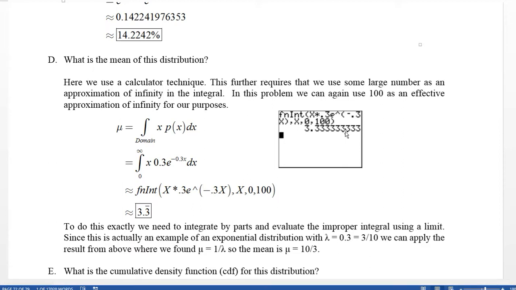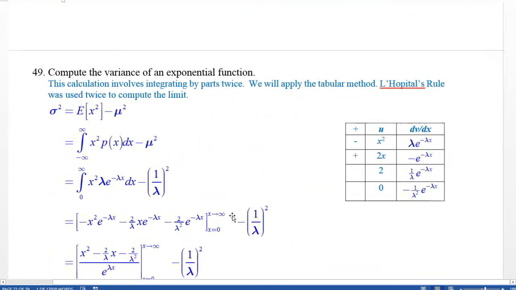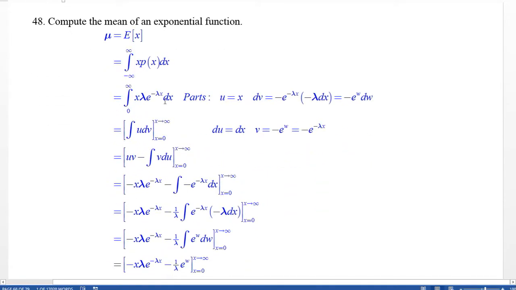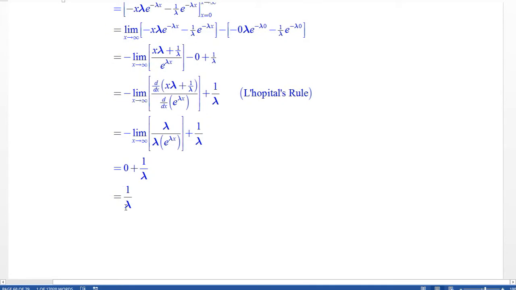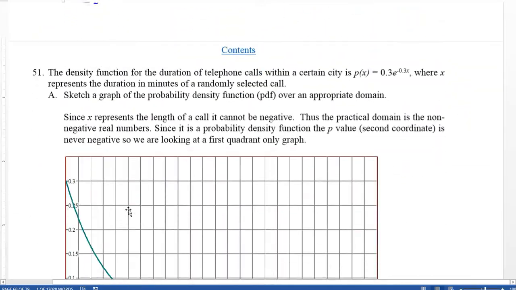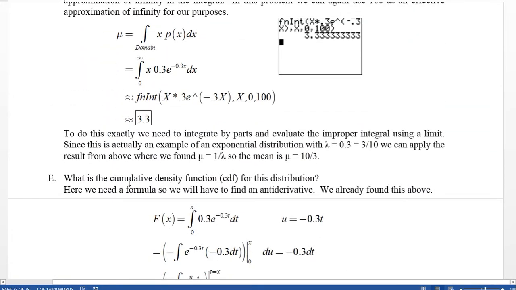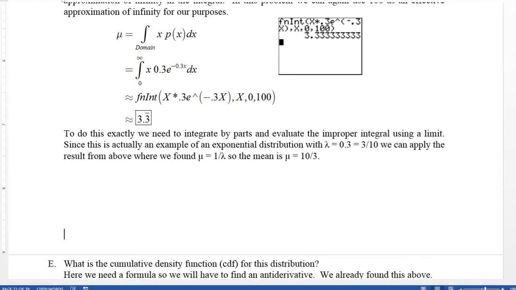In fact, I can actually apply a result that we've already done, because in our previous video, we computed that the mean of an exponential function, integrating by parts like I said, is 1 over lambda. So applying that result, we see that it should be 1 over 0.3, which is 10/3, or 3.3 repeated. So that actually works out just fine.